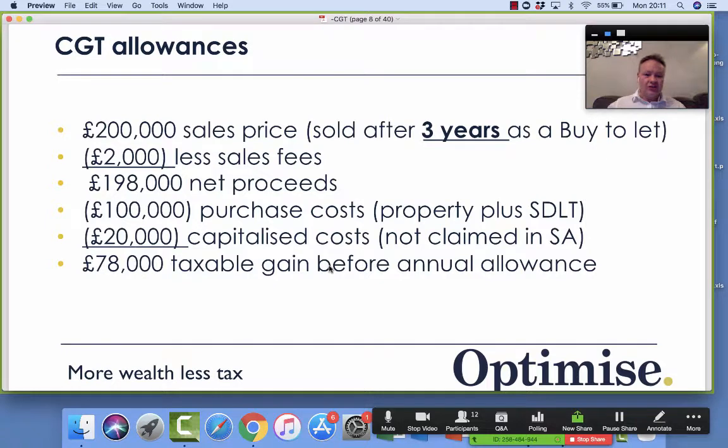Now your purchase cost could have been, back in the day, if you're lucky to have such a good deal that I'm showing on my page here, if you purchase a property including SDLT for £100,000, and then you have some capitalised items. Now capitalised items here may be that you put in a new kitchen, you created an extension on the property, and those particular costs were not, please note, were not claimed in your self-assessment.